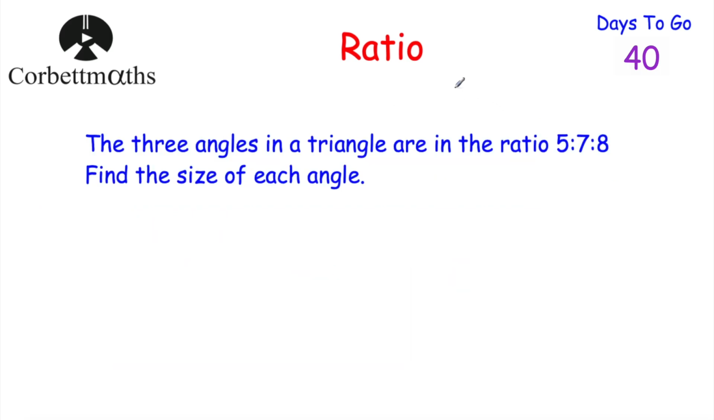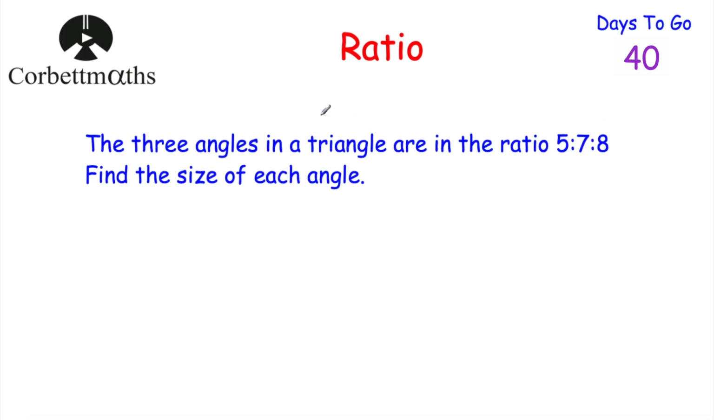Okay, so here's a similar question for you. It says the 3 angles in a triangle are in the ratio 5 to 7 to 8. So obviously there's 3 angles in the triangle and they're in the ratio 5 to 7 to 8, and I want you to find the size of each angle. So feel free to press pause now and work out the size of each of the angles.